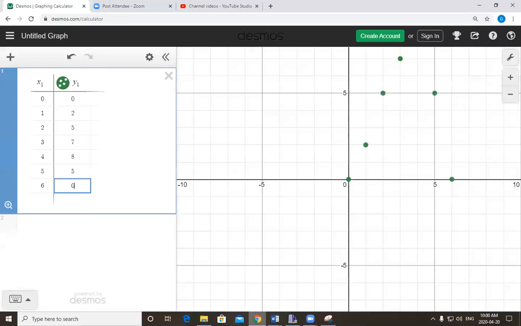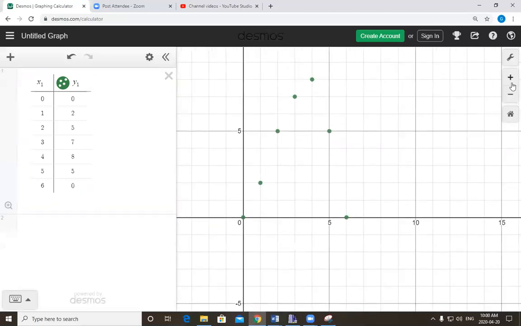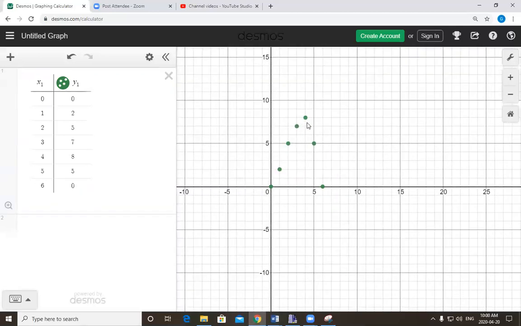Okay. So if we look over here, this does not look like a parabola at all. It goes up and down, so probably it's going to be cubic. It's not linear. It goes up and down, but it's not symmetrical.